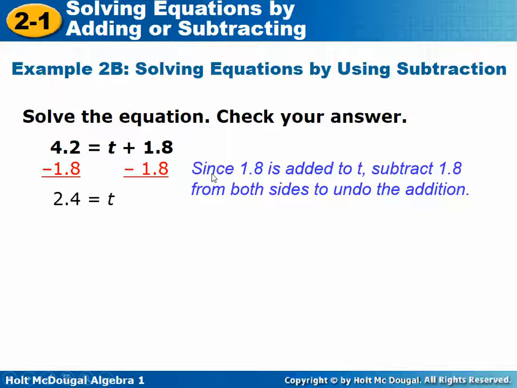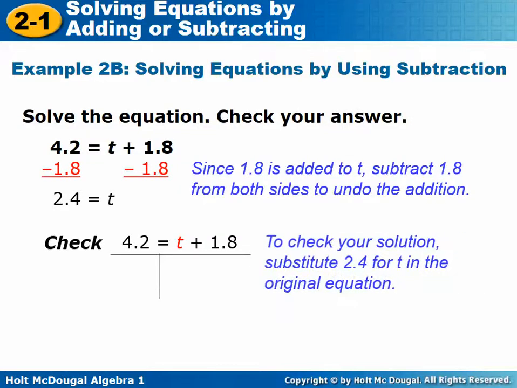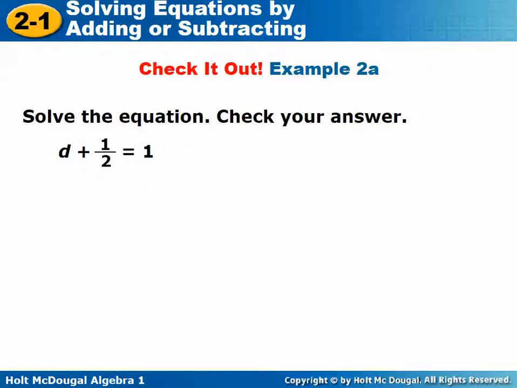So get a scientific calculator and then type in 4.2 minus 1.8 and make sure you get the right answer. It's 2.4. And then you can use your calculator to help you check as well. Check that 2.4 plus 1.8 is indeed 4.2. And it is.